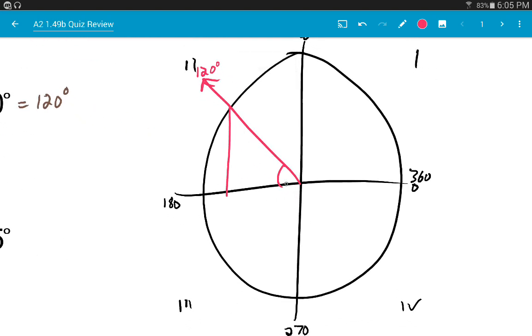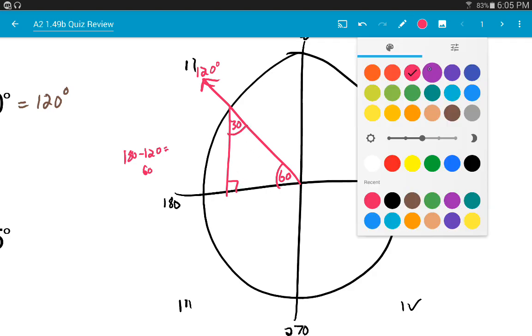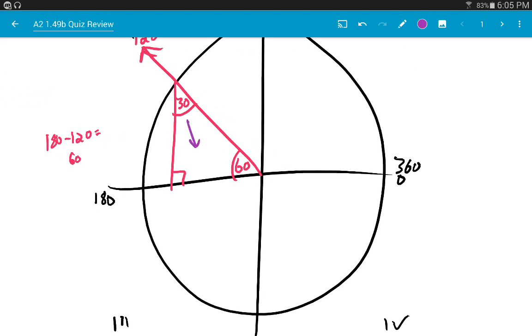This angle here, the reference angle, is going to be between 180 and 120, so it's 60 degrees because 180 minus 120 equals 60. There's a 90 degree angle, so this one must be 30. Across from a 30 degree angle is a 1/2. Across from a 60, oh wow, that eraser's way too big. Across from a 60 is radical 3 over 2.